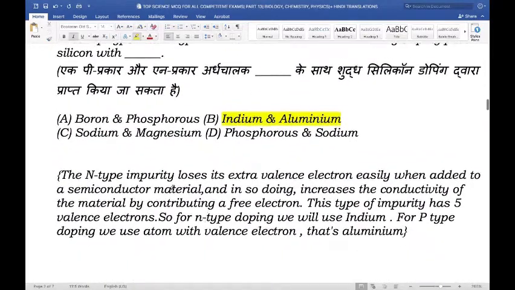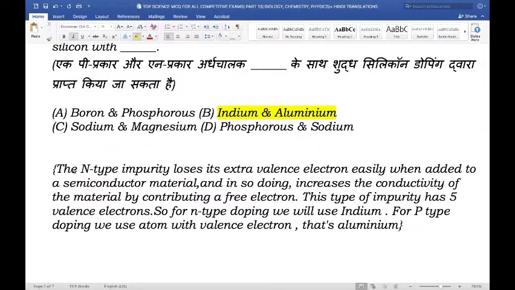And I have a little explanation written out for note-taking. The N-type impurity loses its extra valence electron easily when added to a semiconductor material, and in doing so, it increases the conductivity of the material by contributing a free electron. So this type of impurity has 5 valence electrons. So for N-type doping, we use indium, whereas for a P-type doping, we use atoms with valence electron, which is aluminium.